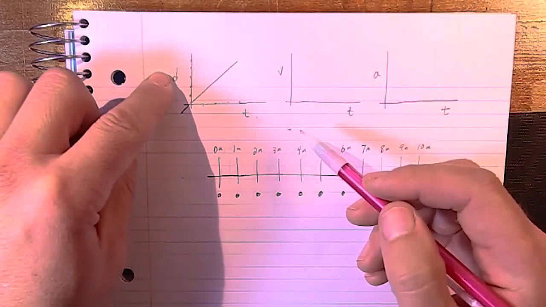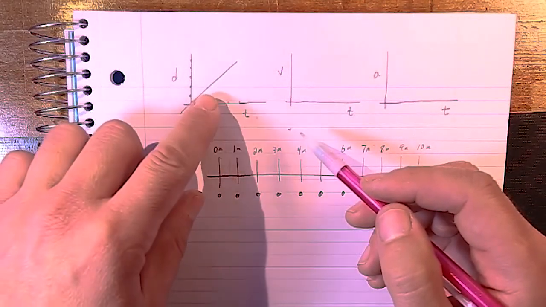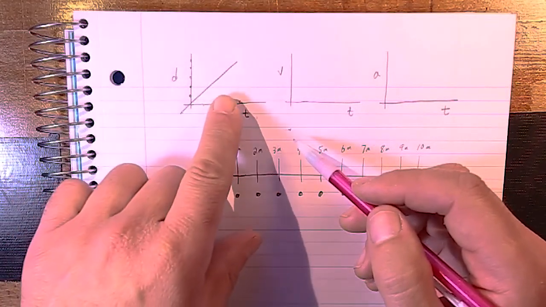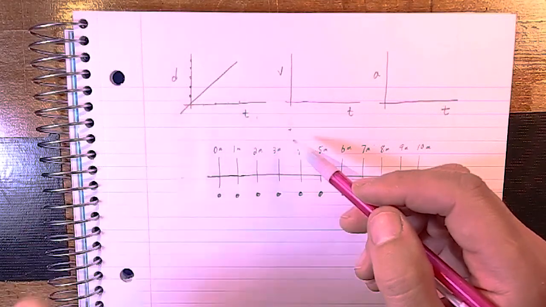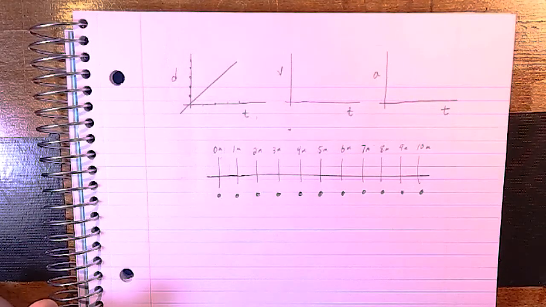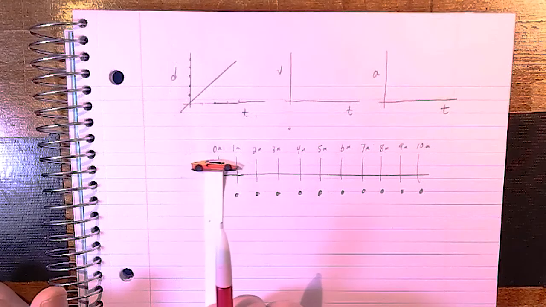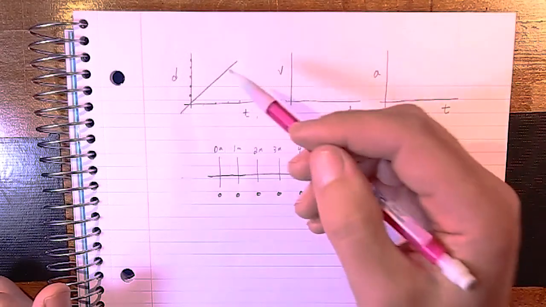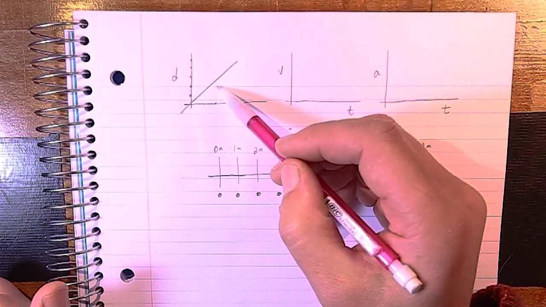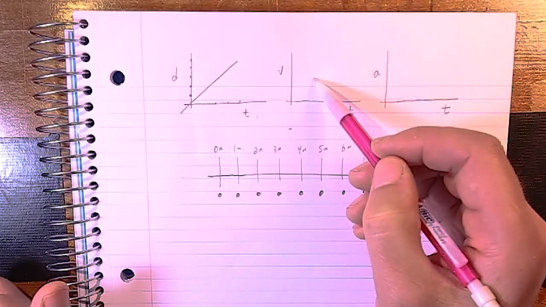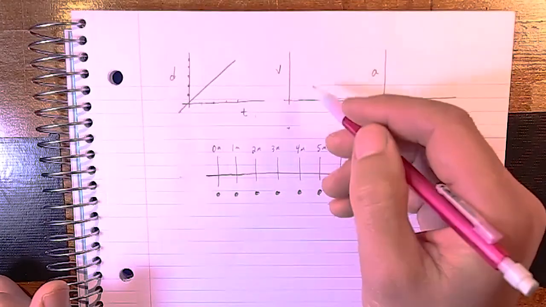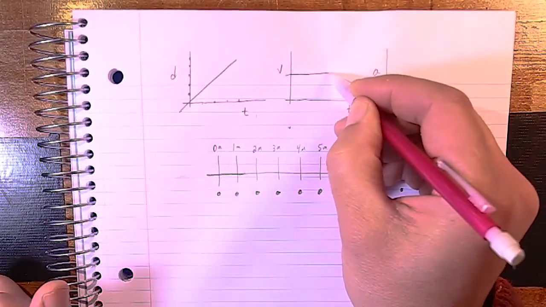Remember, on a displacement time graph, the slope of the line is the velocity. So what's the slope of this line? It's constant. So what does that tell us about the velocity of the car? The velocity of the car is constant. What is the slope of a distance time graph? It's velocity. So our velocity is constant, so v must be constant.